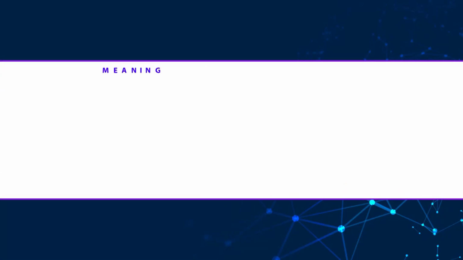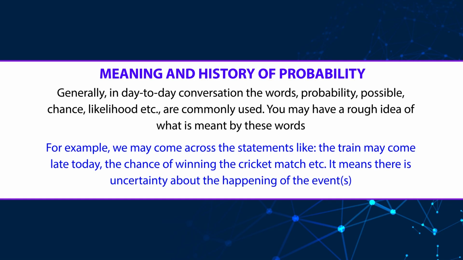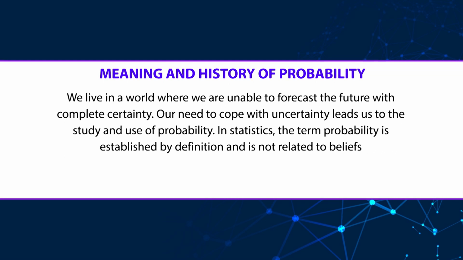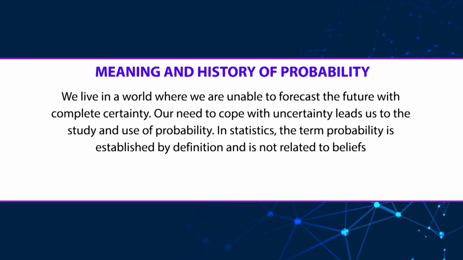Now, prior to going into the depth of the various terminology we usually use in probability, either experiments or events, we just want to throw some light on the history of probability. In day-to-day conversation, the words probability, possibly, chance, likelihood, etc. are commonly used, and you may have a rough idea of what is meant by these words. We may come across statements like the train may come late today, or the chances of winning the cricket match. It means there is uncertainty about the happening of the event, and we live in a world where we are unable to forecast the future with complete certainty. Our need to cope with uncertainty leads us to the study and use of probability.